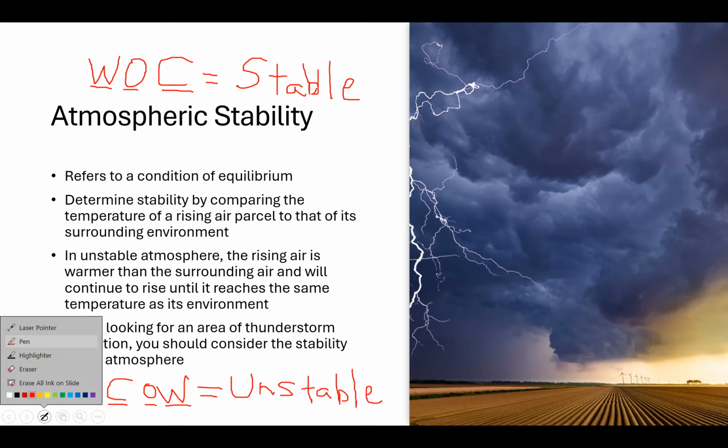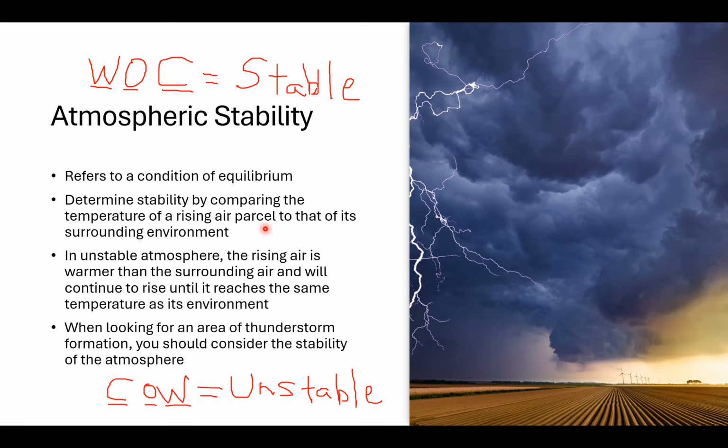Okay, now that I got that out of my system, let's go ahead and continue on with these bullets for atmospheric stability. So again, it refers to a condition of equilibrium. You determine the stability by comparing the temperature of a rising air parcel to that of its surrounding environment. I did talk about that in the cloud formation and dissipation training video. Take a look at that when we talked about air parcels rising at various rates in the atmosphere.